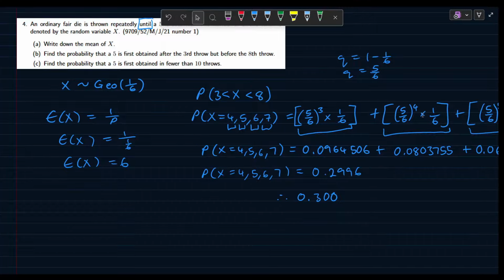Now part C says find the probability that a 5 is first obtained in fewer than 10 throws. So that's the probability that x is less than 10. So that would mean the probability that x is 1, x is 2, all the way up to x is 9. Okay, so obviously this would get very tedious very quickly.